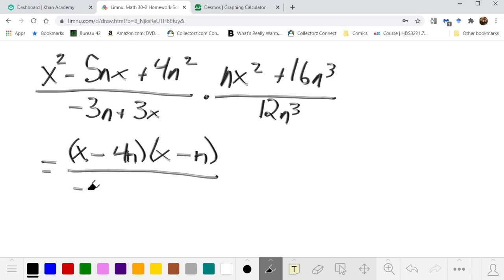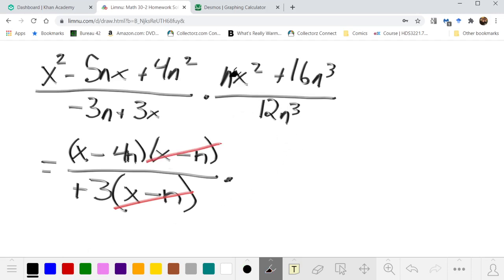I'm going to factor out a negative 3 from the denominator, no, sorry, I'm just going to factor out a positive 3, which will leave us with a positive x and a negative n. And I'll just write those terms in the other order. That will give us our first cancellation.